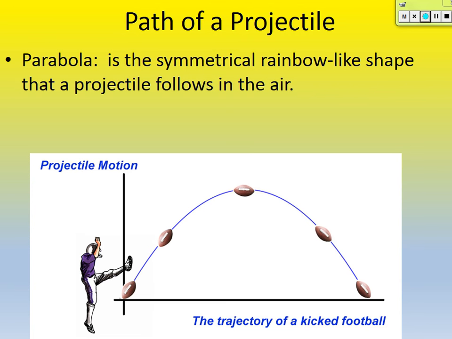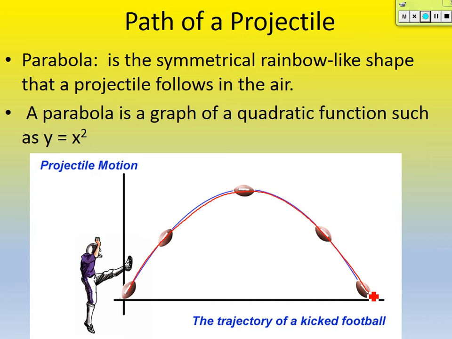Okay, so that curved path has a name. It's called a parabola. So I think there's a spot in your notes to write down the definition of a parabola. A parabola is a symmetrical rainbow-like shape that a projectile follows in the air. And you'll notice that whenever you have a projectile, whether it's a football being kicked, like this example, this punter is kicking the ball, and it follows this rainbow-like shape, we call it a parabola. Well, a golf ball that you hit off a tee would follow the same kind of parabola-like shape. Or if you throw a rock, or any other projectile is going to follow that path.